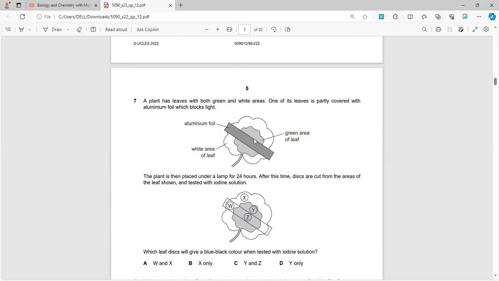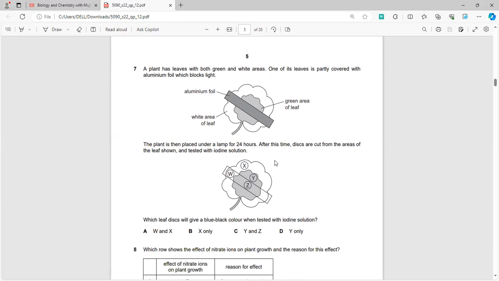Some of its parts have green color, whereas the outer boundaries have white color. So obviously the aluminium foil will block the light rays, and thus the blue and Z cannot possibly carry out photosynthesis. So the iodine solution will be negative over here. And now in X, you can see that there is no chlorophyll pigment over here, so the iodine also tests negative here. The only portion where there can be a blue black color is Y, because it directly has sunlight on it.